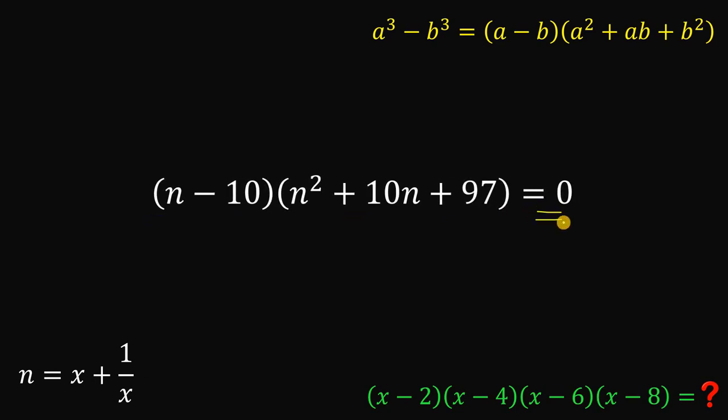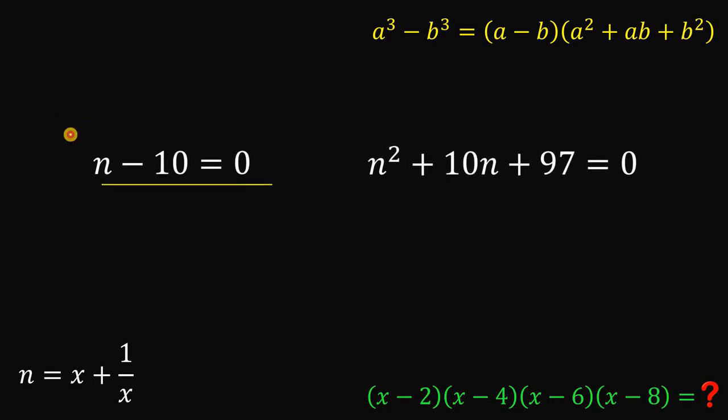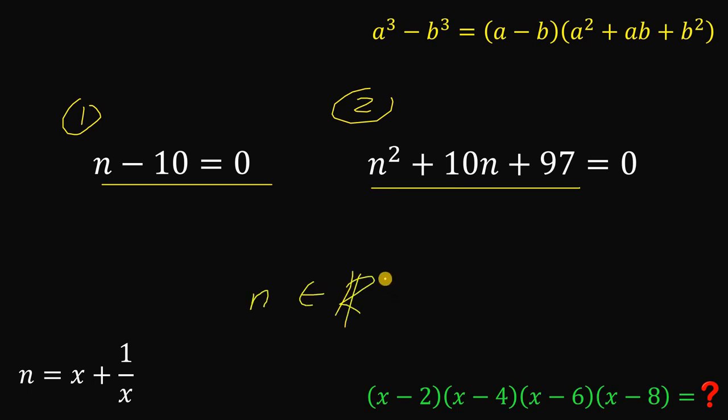So we can use the 0 property. Or we can simply say that at least one of them must be equal to 0. So we can say that n minus 10 equals 0, our first case. And the second case is n squared minus 10n plus 97 equals 0. Take note that n here must be an element of the real numbers. Alright? Now, solve for the value of n.